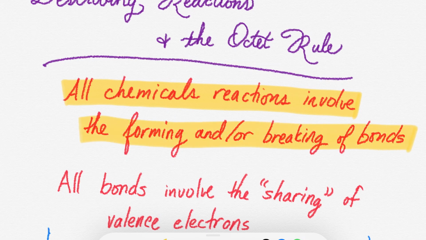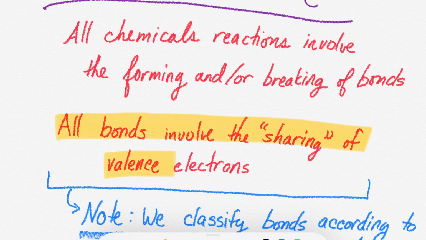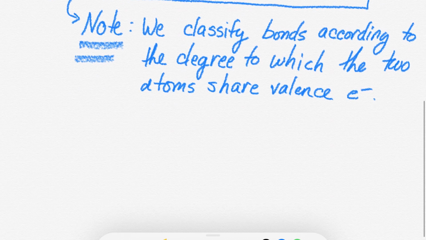reactions involve the forming and or breaking of bonds. Every bond involves what we call the sharing of electrons, or the sharing of valence electrons. I want to be clear. If a professor or maybe another chemistry teacher saw this video, they would probably be flipping out right now. But hang with me, and there's a reason why. But trust me, every bond out there involves the sharing of valence electrons.